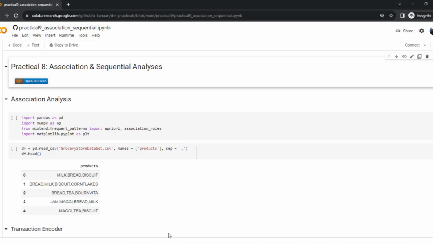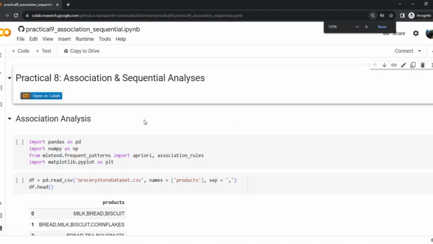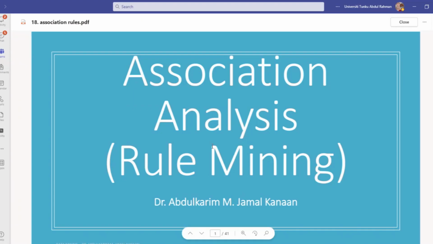Okay, so today's practical is going to be about association and sequential analysis. That's practical 9, not 8. Anyway, if you have already done any revision, what was association rules for?